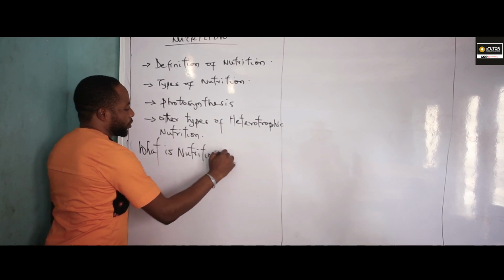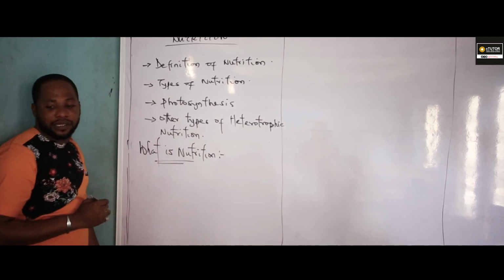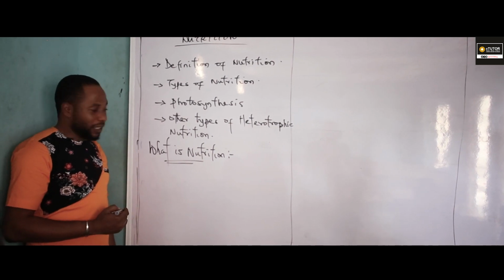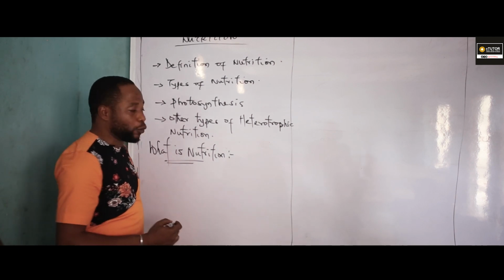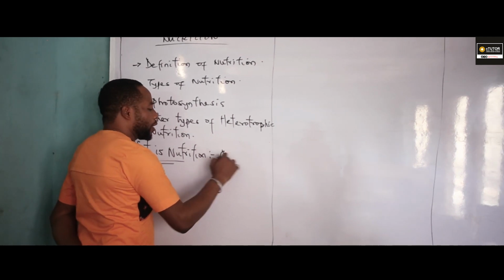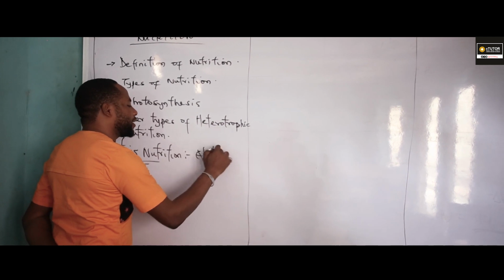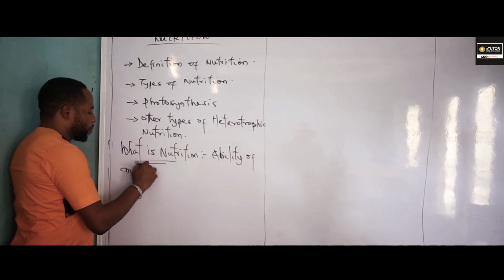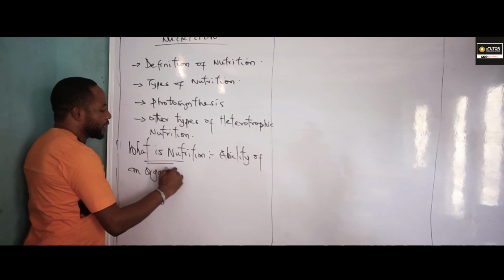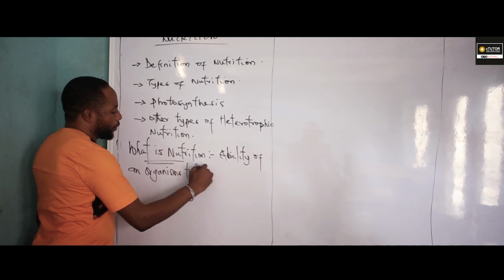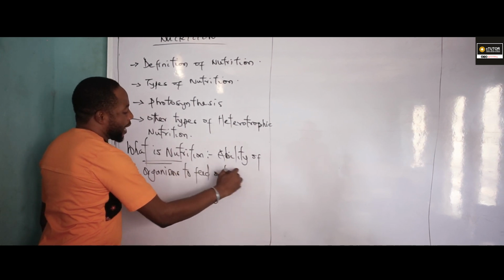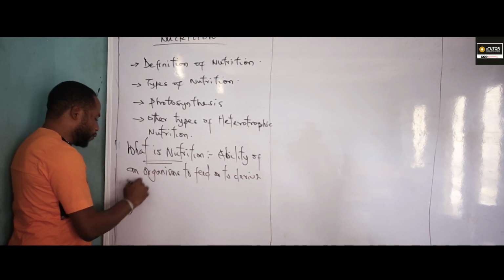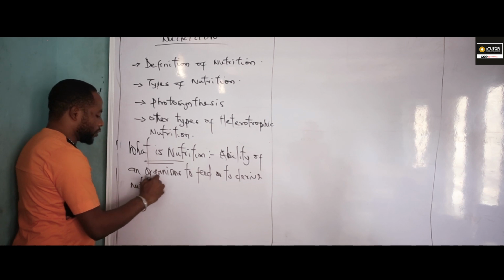Nutrition is defined as the ability of an organism to feed or to derive food. It is the ability of an organism to feed or to derive nutrient or food.